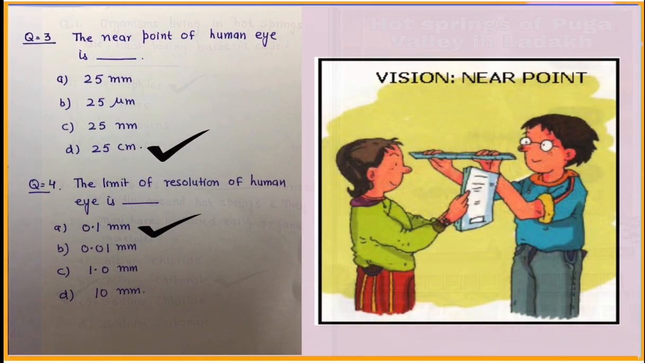Clear? Question number 3. The near point of human eye is 25 centimeter. Near point is the closest distance at which the eye can see an object clearly without strain. Question number 4. The limit of resolution of human eye is 0.1 millimeter. It means 2 points separated by about 0.1 millimeter can be seen as distinct. Otherwise, they appear as a single point.